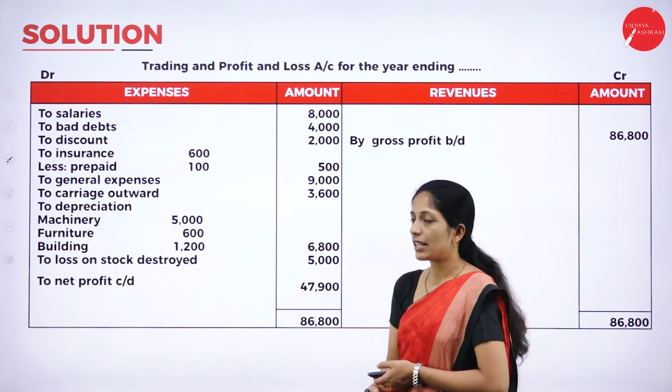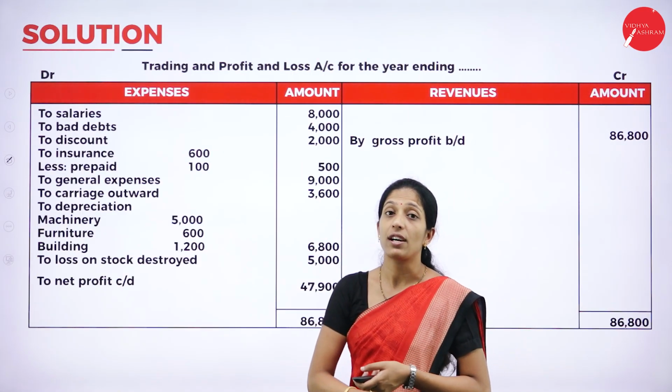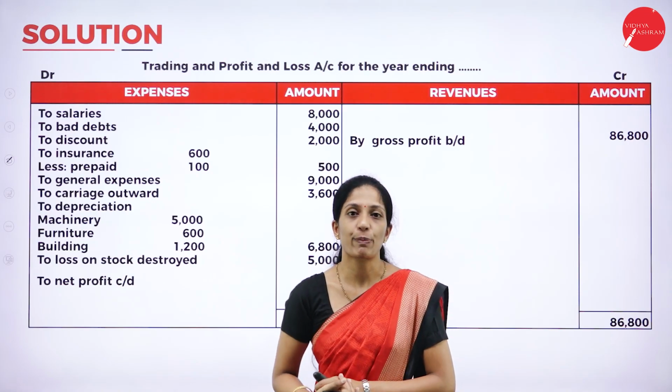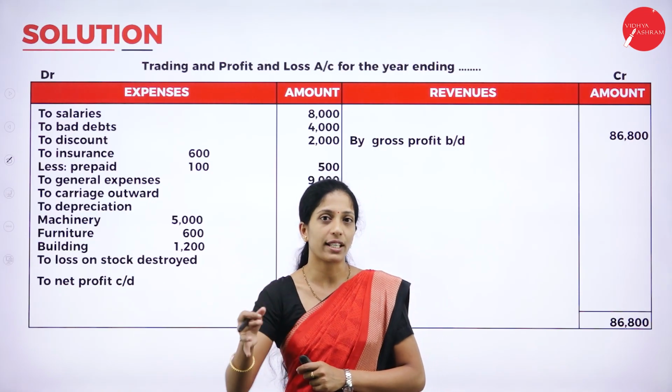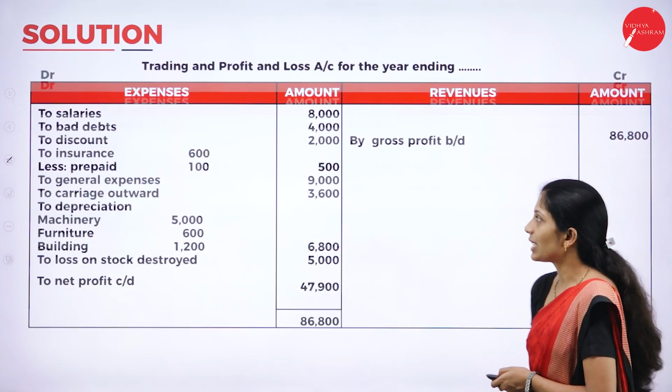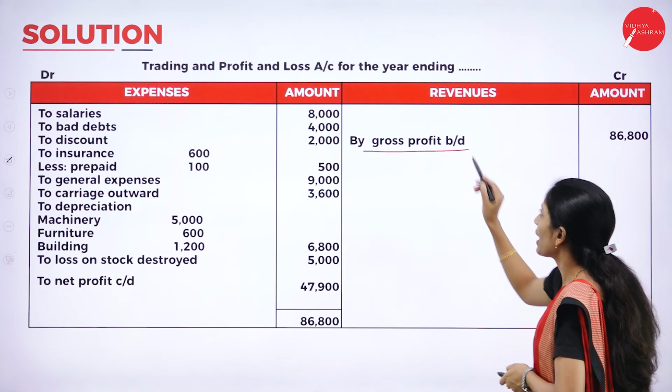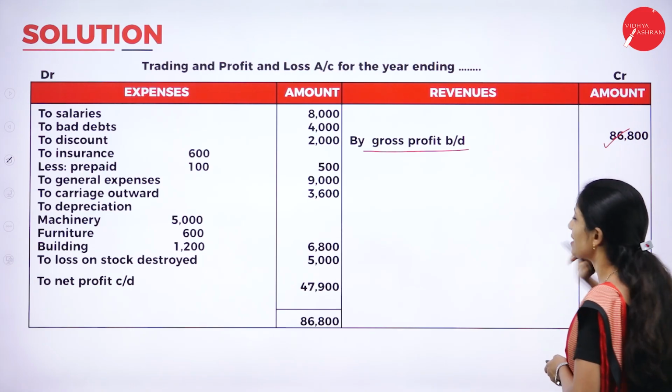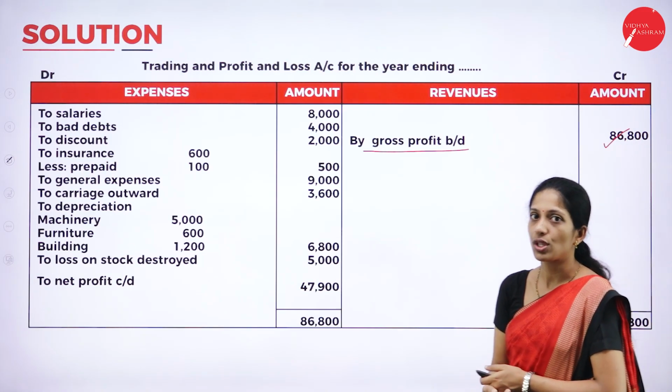Now, coming to the continuation of the profit and loss account, first we have to bring down the gross profit or gross loss that you got in the trading account. What was the gross profit? 86,800. So write it as By gross profit brought down, on the credit side, 86,800.